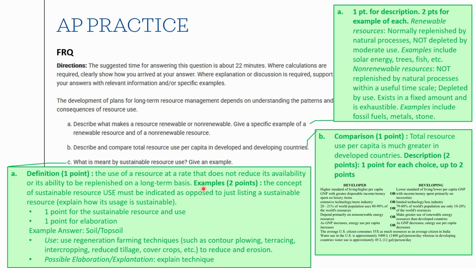Now, examples of sustainability, 2 points. So basically what you want to do is give an example and then explain how you can use it. 1 point for how it's used sustainably and elaborating on that. So I did an example here of soil. We just recently had a nice lab about that, right? So we use soil for the regeneration of farming techniques, and of course we want to use it sustainably with the process of contour plowing, terracing, reduced tillage. And then if you explain like, oh, reduced tillage is where you don't plow the field, that preserves soil. That would have gotten you the 2 points there.